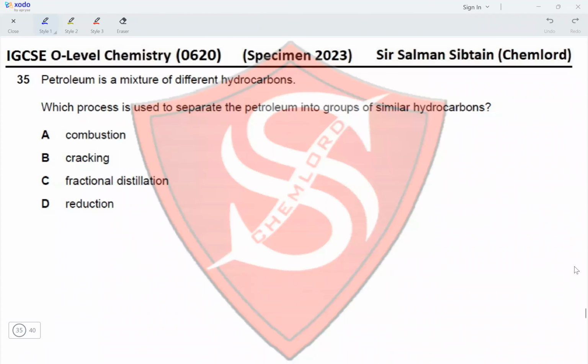Question 35. Petroleum is a mixture of different hydrocarbons. Which process is used to separate the petroleum into groups of similar hydrocarbons? So if we are going to separate it into groups of similar hydrocarbons, that means we are supposed to distil it. And the process of distillation that separates the different liquids present in petroleum is fractional distillation. This makes option C the correct option for this question.